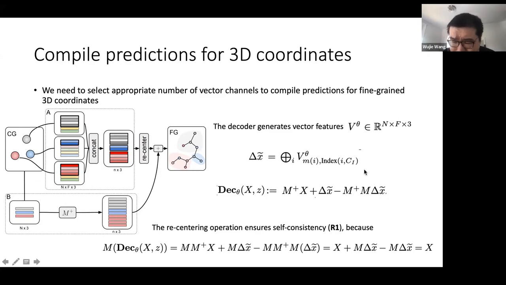you want to project them to make sure that there's no shifting in the coordinate reference. So what it does is that you project all the relative coordinates you generated and lift them back into the fine-grained space, and you subtract those differences. So you make sure that the vectors you generate have no geometrical shifting, so that after the decoding, you obtain what can be consistently mapped back to the original input coarse-grain structure big X. So this is just some straightforward bit to ensure the self-consistency requirement.